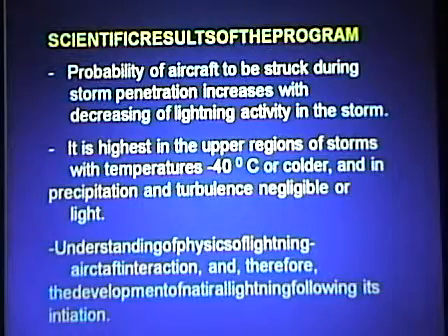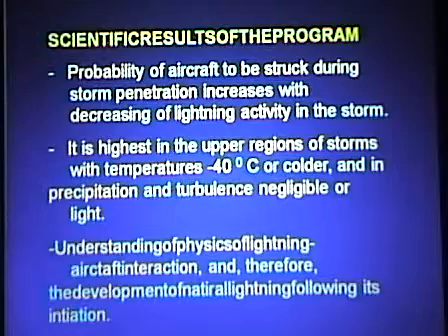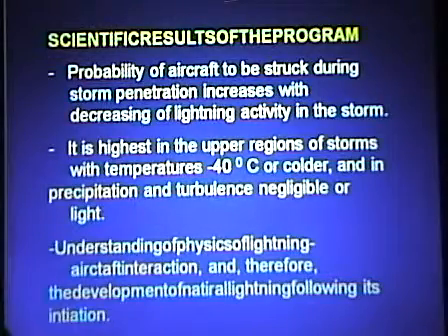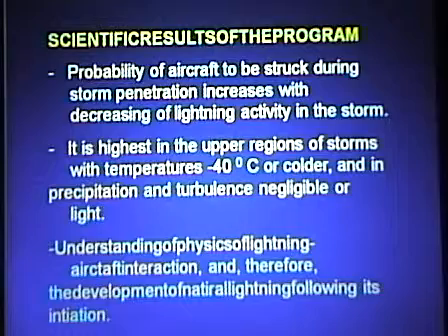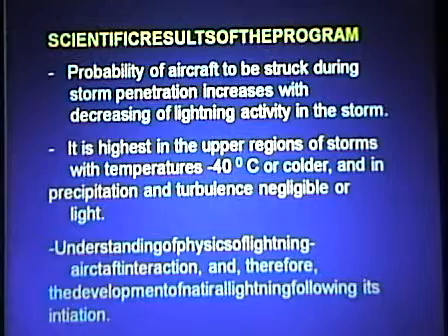Then another interesting result was that the highest probability of lightning strikes occurs at colder temperatures, so if you have penetration at high altitude with temperature of minus 40 centigrade or lower, you have all lightning strikes initiated by the aircraft. You fly lower and the probability is less. And also, the probability is high in areas of low precipitation and low turbulence.